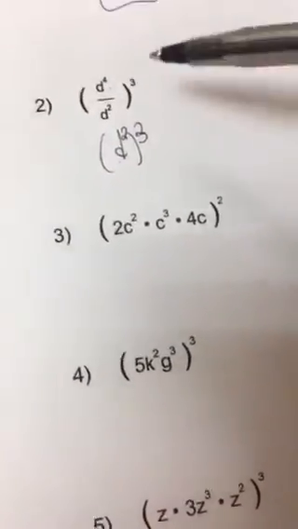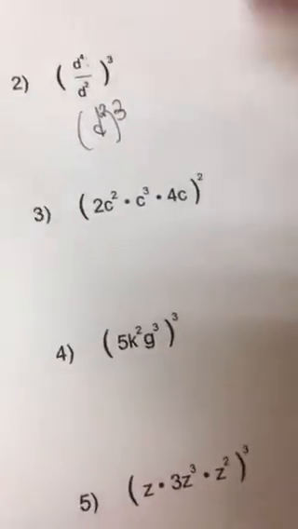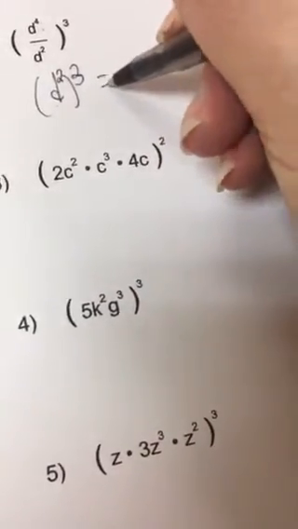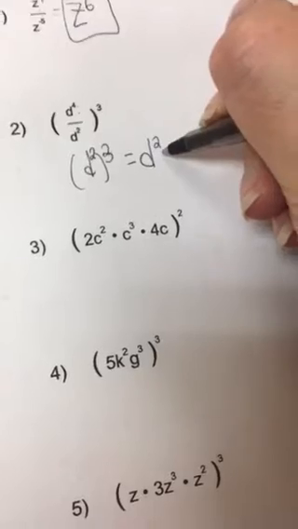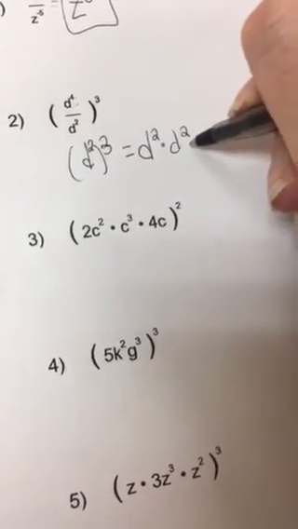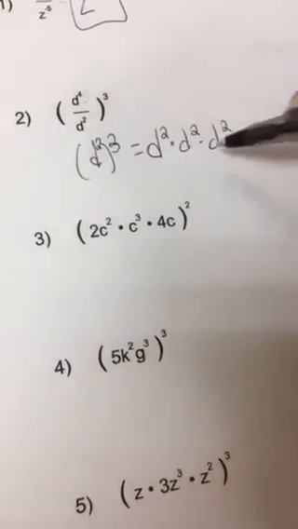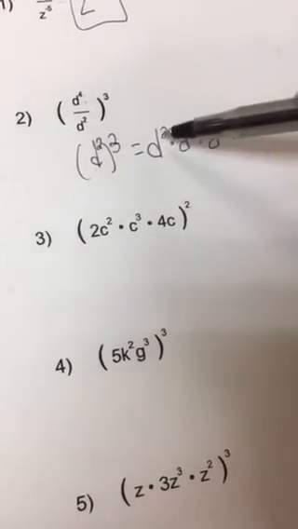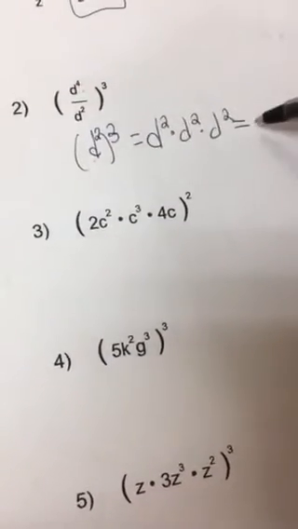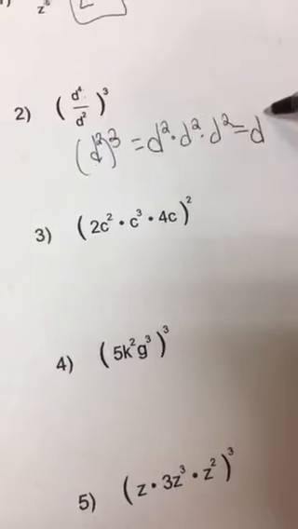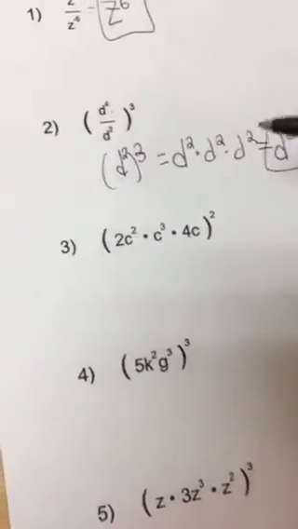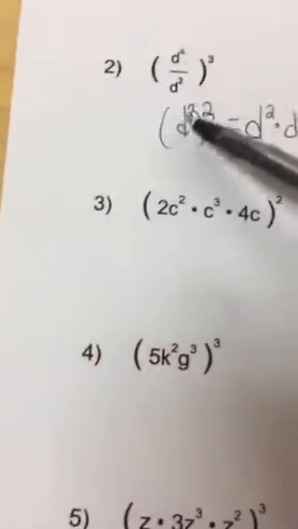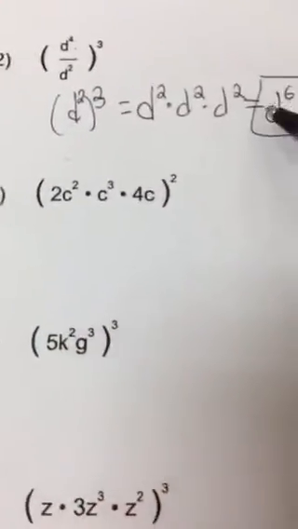Now to figure out what this is, you have to remember that this 3 tells me I am multiplying d to the second power times d to the second power times d to the second power. And when I'm multiplying, I add the exponents. So 2 plus 2 plus 2 is 6. So my final answer is d to the 6th power. A shortcut for that, I could have just done 2 times 3 and gotten my new exponent of 6.